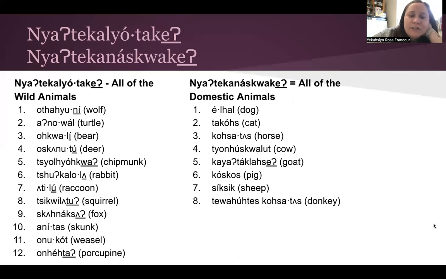You can take that. You can screenshot this. Again, it was Otahyun, Atnawal, Okwal, Oskanut, Johyok, Chunkalol, Andil, Jigwilant, Skatnax, Anidas, Onungot, Onhate. Those are the wild animals. Domestic animals: Eohal, Dagos, Kosadas, Jonhuskwalont, Gayat Dagalas, Guskus, Siksik, Dewahuntes Kosadas.